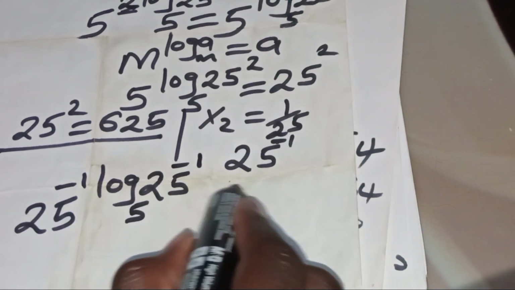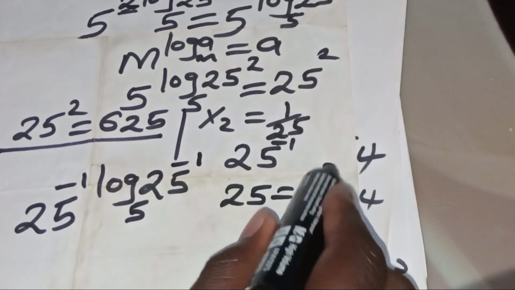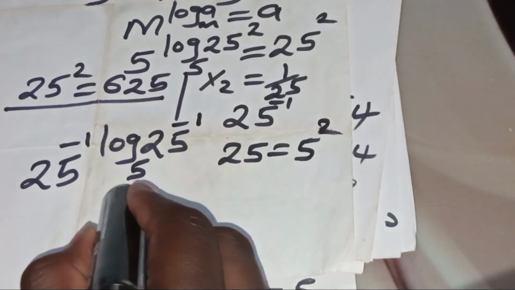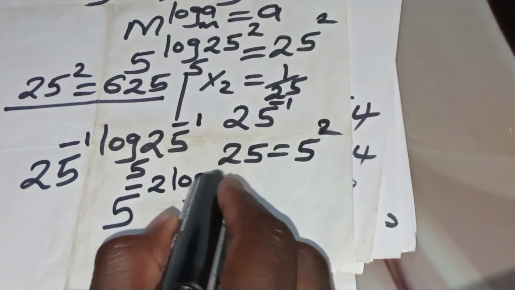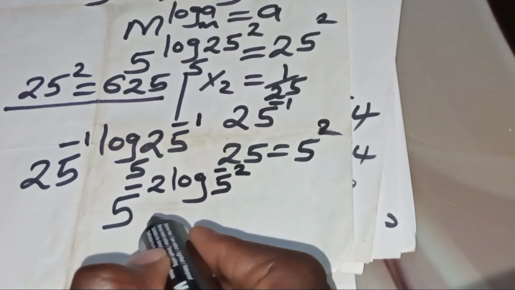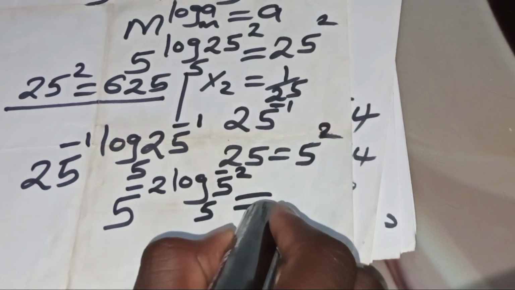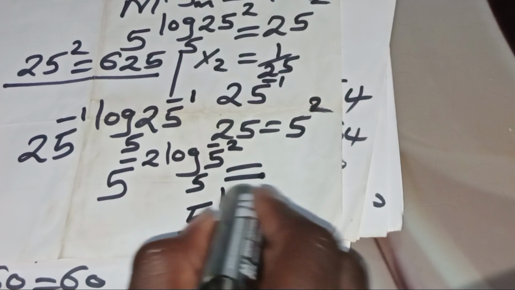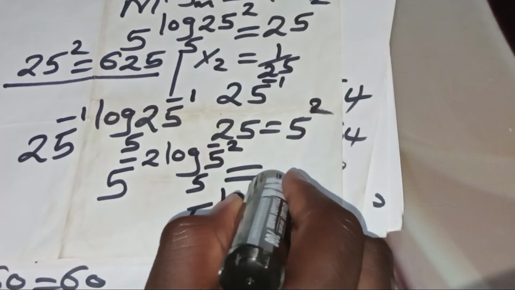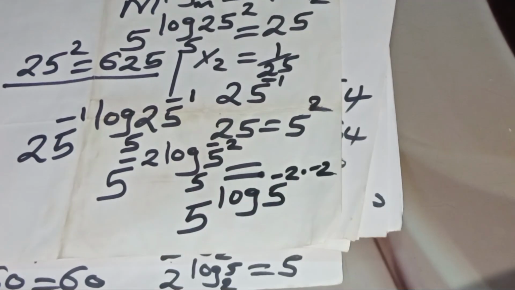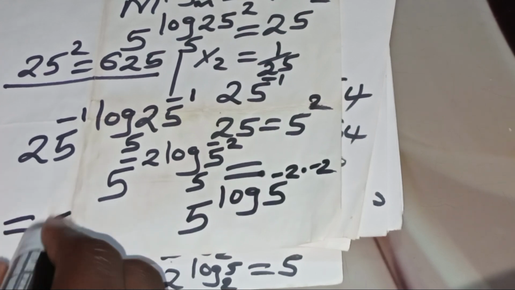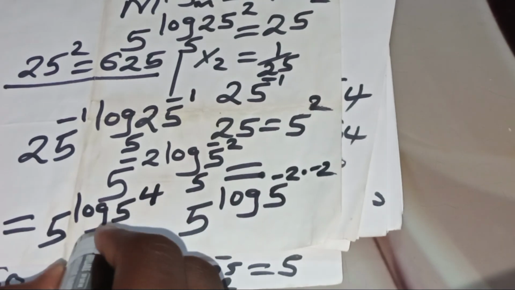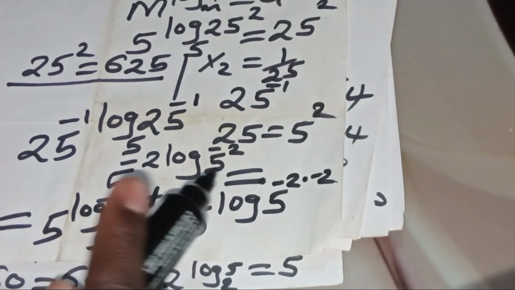We can express 25 basically as 5 to the power 2. So here we'll have 5 to the power negative 2 log 5 to the power negative 2 under base 5. This is the same thing as 5 to the power log 5 raised to power negative 2 times negative 2, and this is basically equal to 5 raised to the power log 5 to the power 4 under base 5.